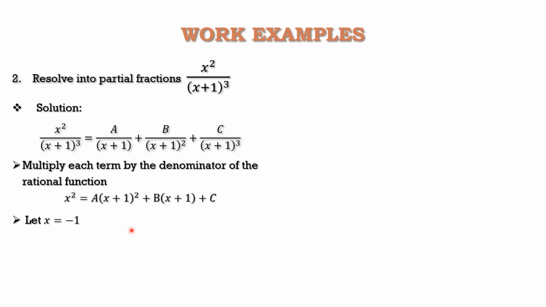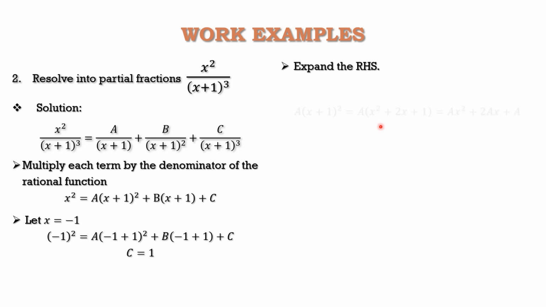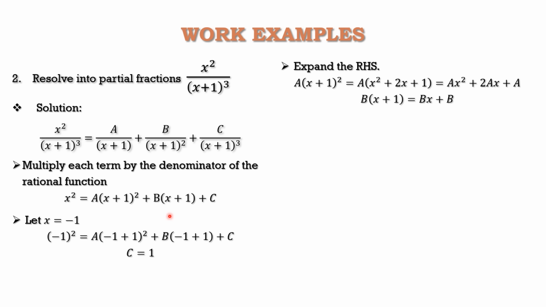So here let's set x equal to minus 1. Why? Because when x is minus 1, we can cover up a and b to get c. So here c is equal to 1. That is the meaning. Then we expand the right hand side. So how do we do it? First, take the first one, expand the bracket before you multiply the a across, and that will give us ax squared plus 2ax plus a. So when you expand this one, you're going to get x squared plus 2x plus 1, before you multiply the a across and get this particular result. Then take this one, b times (x plus 1), gives us bx plus b.